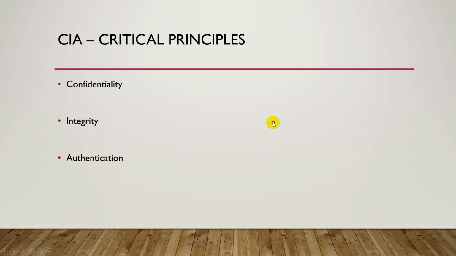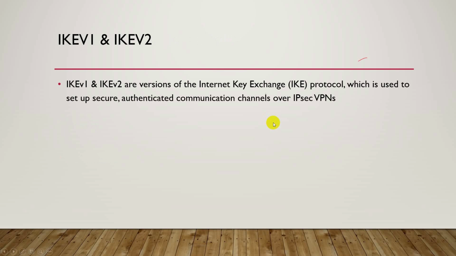Let's move to the second slide, which is IKE version 1 and IKE version 2. Our focus will be only on IKE version 2 because this is the most used in enterprises and service providers. IKE version 1 and IKE version 2 are versions of Internet Key Exchange. This IKE protocol is used to set up a secure authenticated communication channel over IPsec VPN. So now let's see the difference between IKE version 1 and IKE version 2.